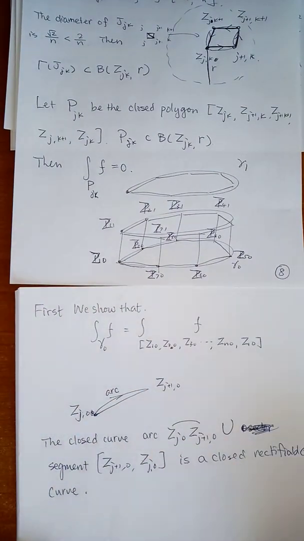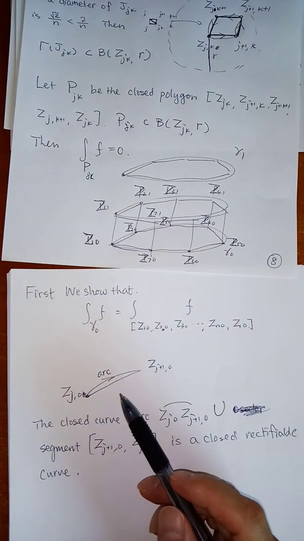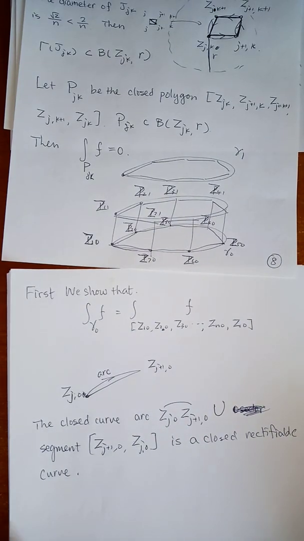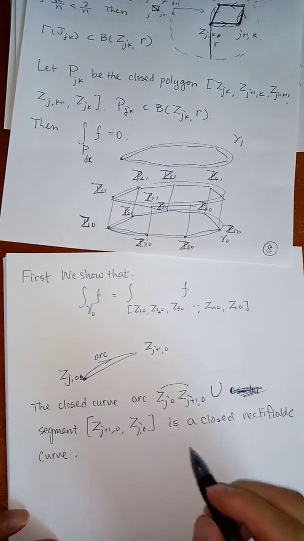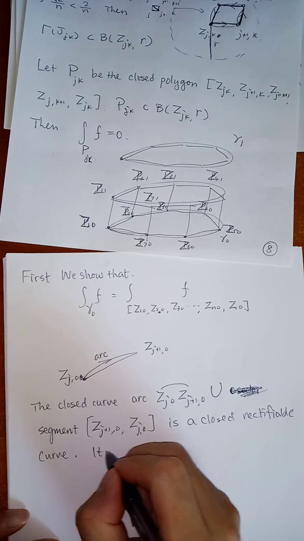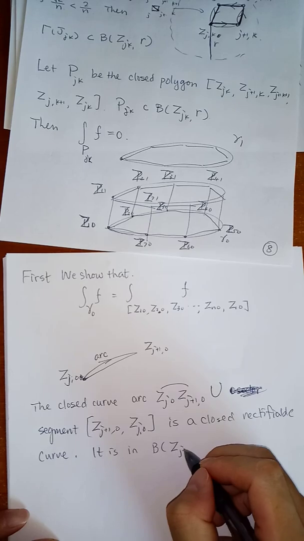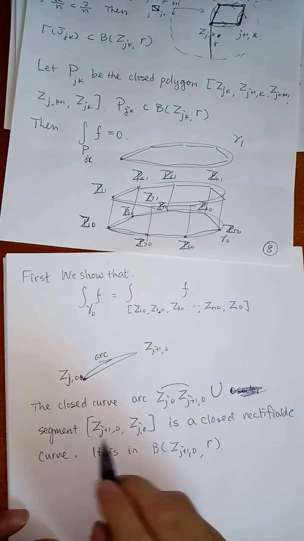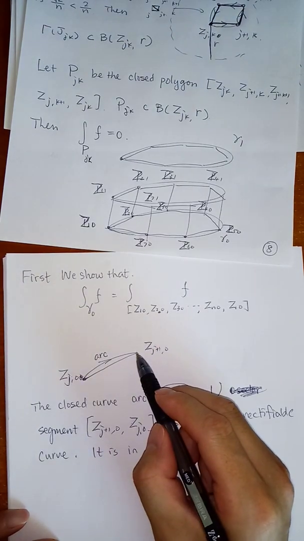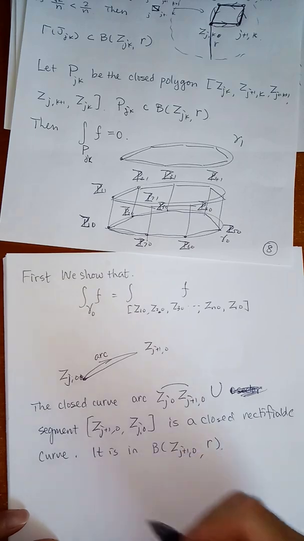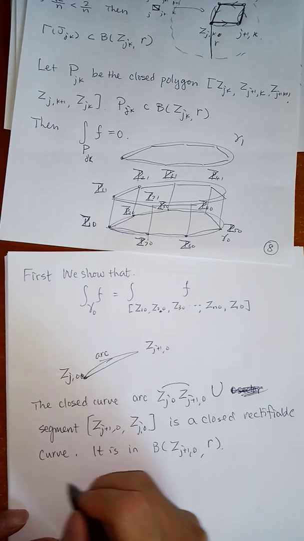The arc is a part of a rectifiable curve, so it is rectifiable. And this segment is rectifiable, so the union is rectifiable. It starts from Zj0 and goes back to Zj0, so it's closed. This closed rectifiable curve lies in the open disk centered at whatever point you pick, here the terminal point, with radius r. So basically we want to say it is inside a closed disk.